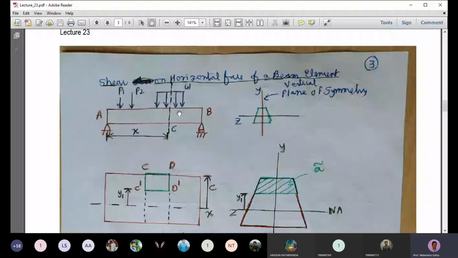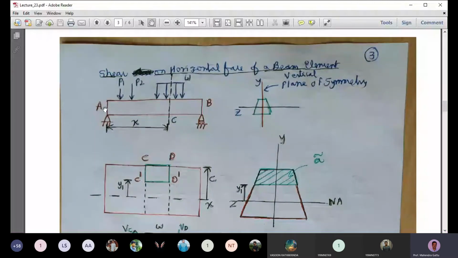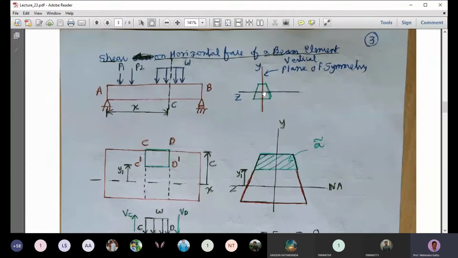Here we have a simply supported beam AB. It is subjected to concentrated loads P1, P2, and there is a uniformly distributed load W. The transverse cross section is shown here. This transverse cross section has a vertical plane of symmetry. The beam axis is along the x-axis, and the transverse cross section, looking from the side view, has the vertical axis y and the other axis z. About the y-axis, this area is symmetric.